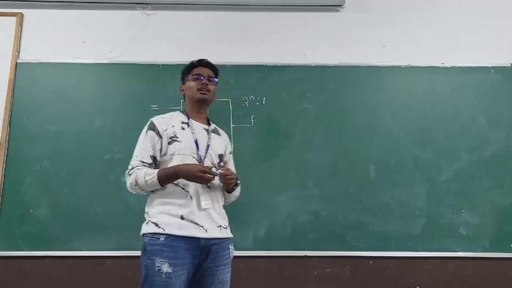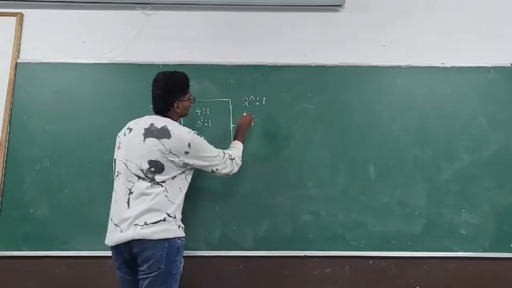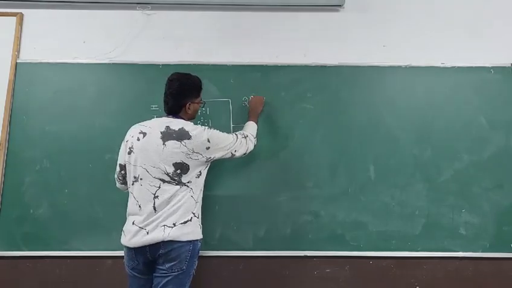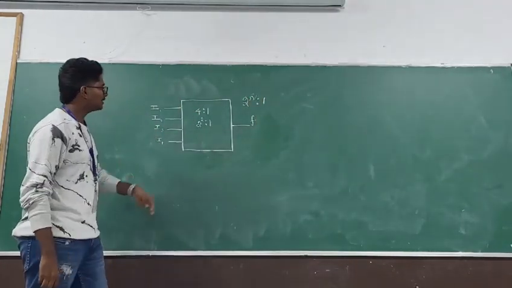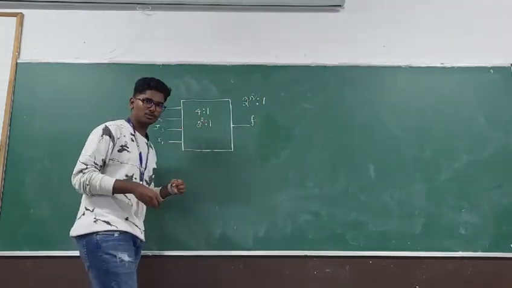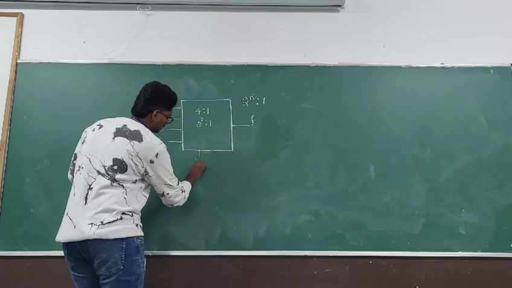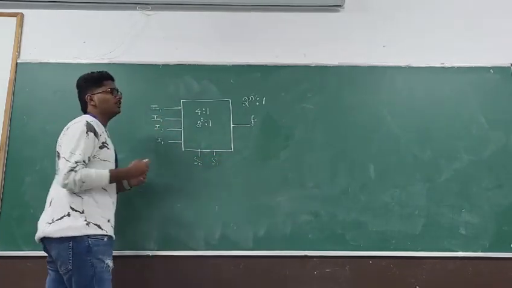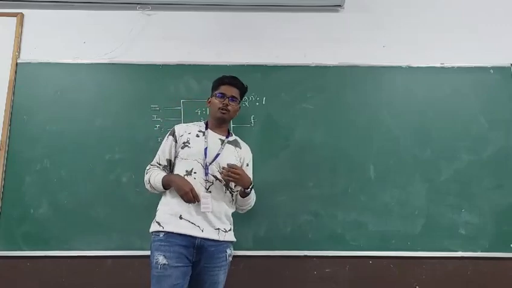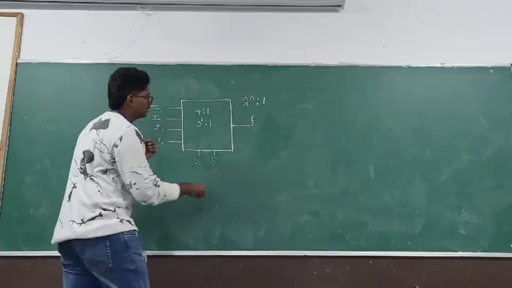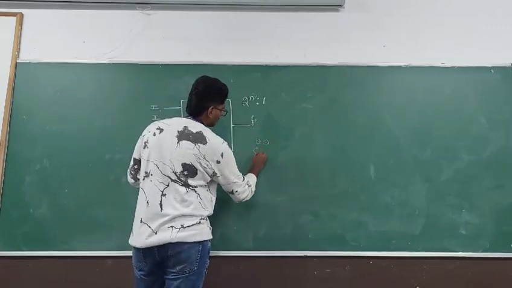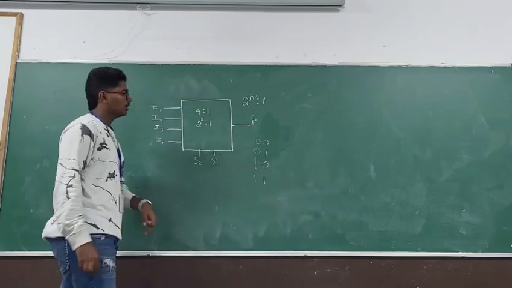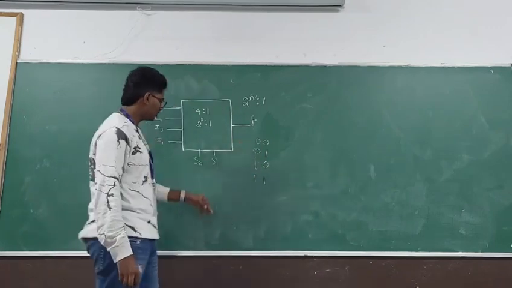So how to consider select lines? Here we know that 2 power n input lines and 1 output line, and this n represents the select lines. So as here n is 2, I am considering 2 select lines, that is S0 and S1. So we know that we can represent 4 using 2 bits, that is 00, 01, 10 and 11. So now I am sending these inputs to the select lines.